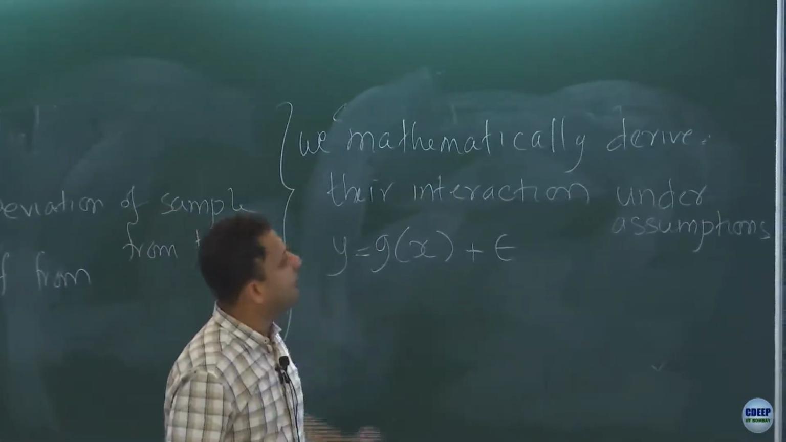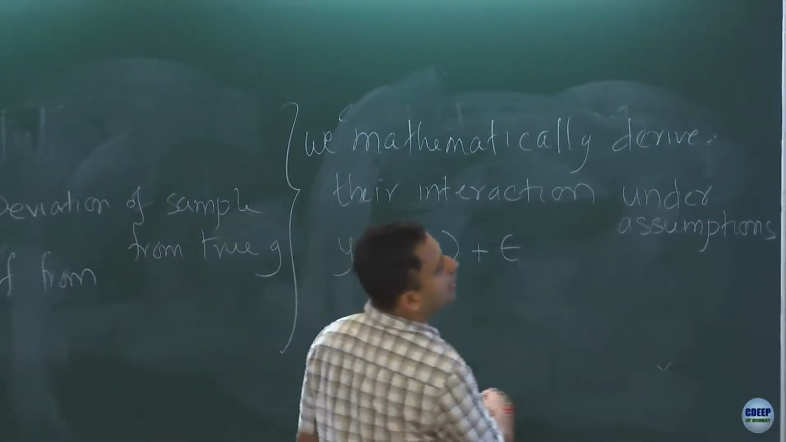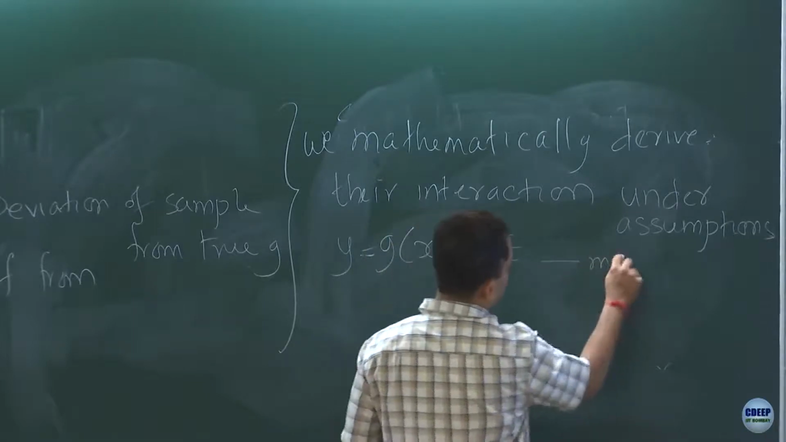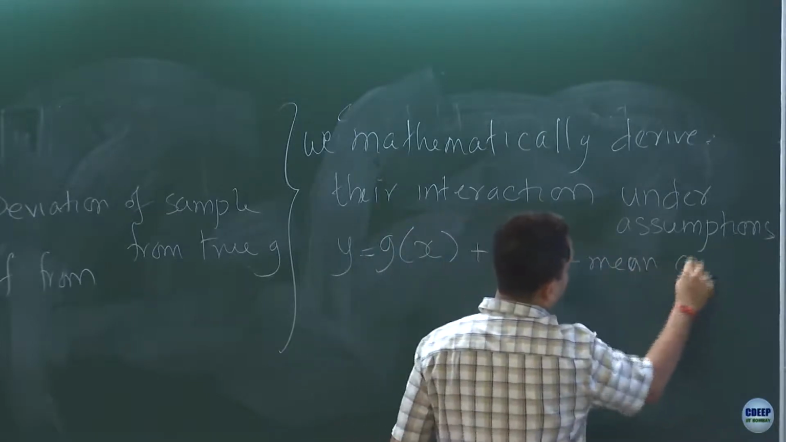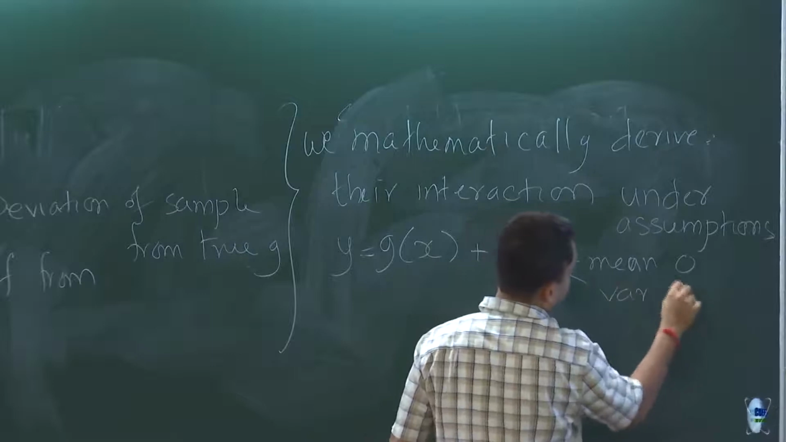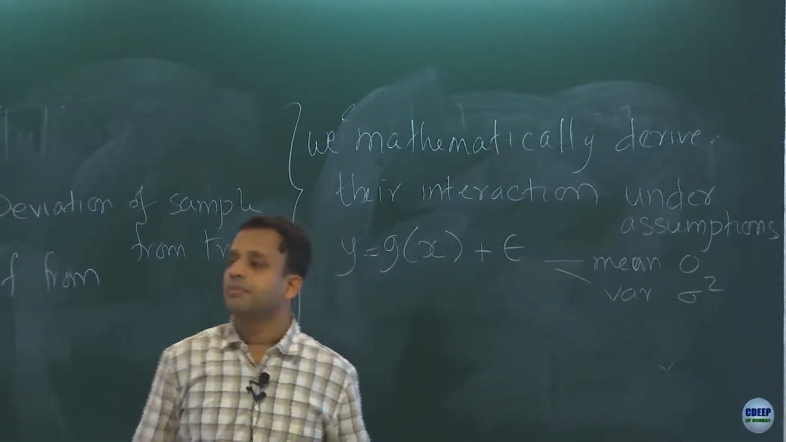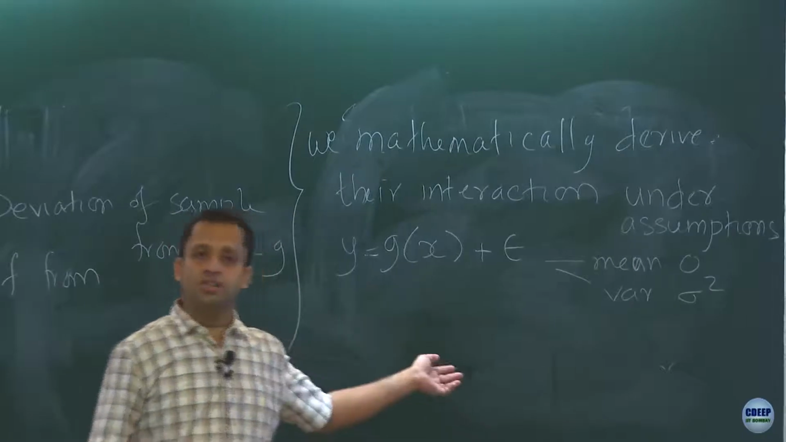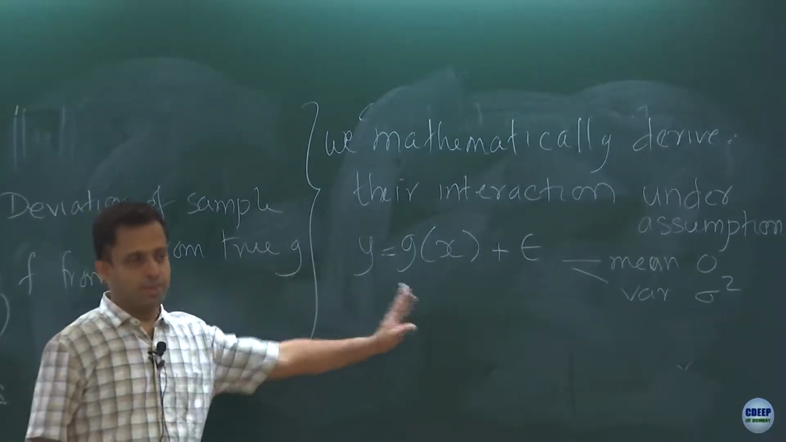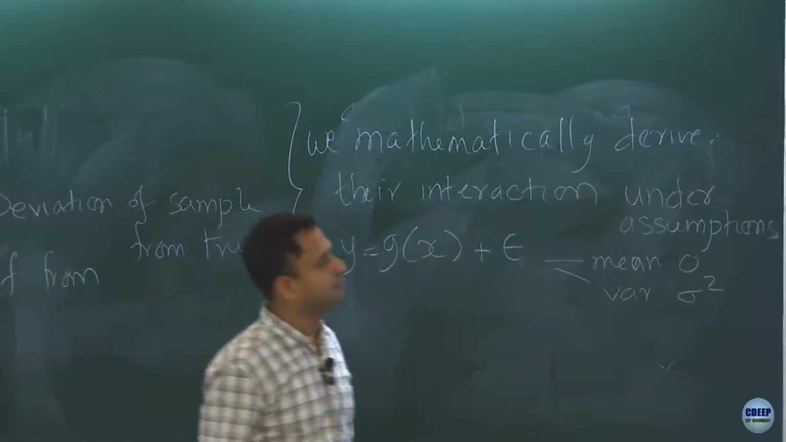This assumption, the epsilon has mean 0 and variance sigma square. I haven't really assumed that epsilon has a Gaussian distribution. That I haven't assumed. It just means 0 and variance sigma square.